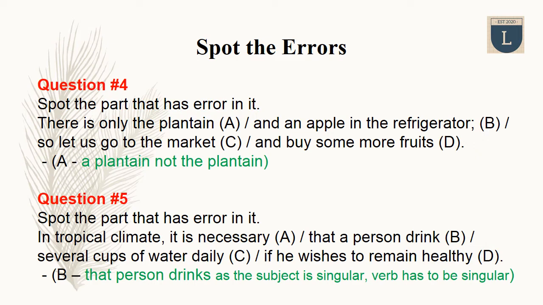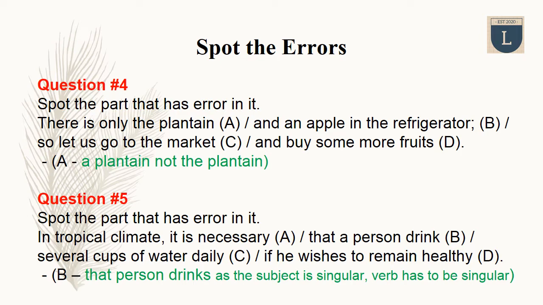Question number 5. In tropical climate, it's necessary that a person drink several cups of water daily if he wishes to remain healthy. It's a natural fact and it's a nice sentence. But the error is in part B. Why? The person drink: we are talking about the person, which is singular. That person drinks has to be there.